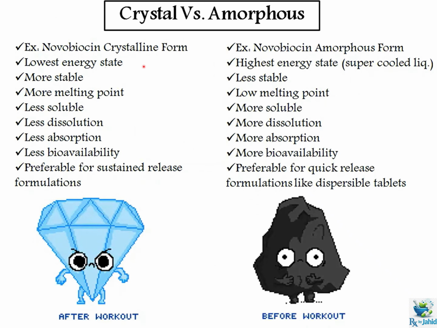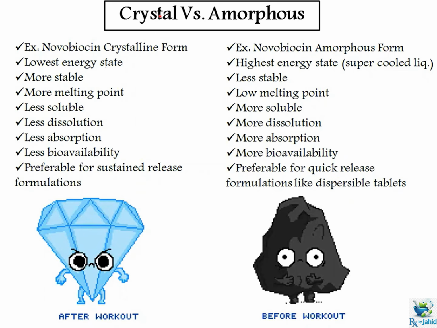So as we have shown earlier, there is a difference between crystal and amorphous. Crystalline shape is some particular shape. Okay, this is a crystal shape, but amorphous shape doesn't have a particular structure. So novobiocin crystalline form, novobiocin amorphous form. So what would be the difference?